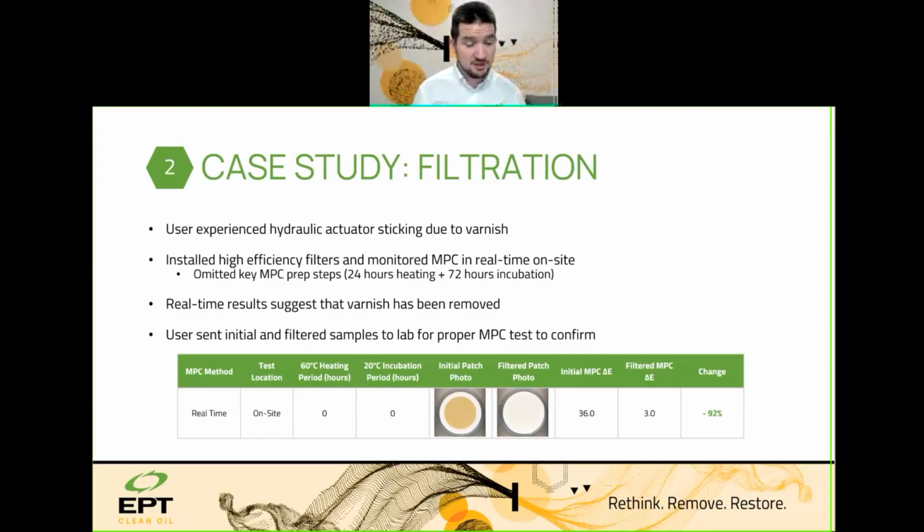Now you can see when you look at the pictures of the patches below, that upstream photo clearly has varnish in it. The downstream photo does not appear to have varnish in it. On this basis, it really looks like those high-efficiency filters that they installed are working very well. What's the issue here? They didn't let any of those samples sit for 72 hours like you have to.